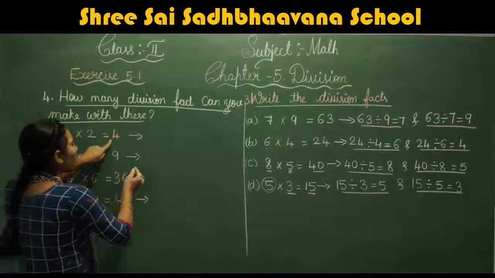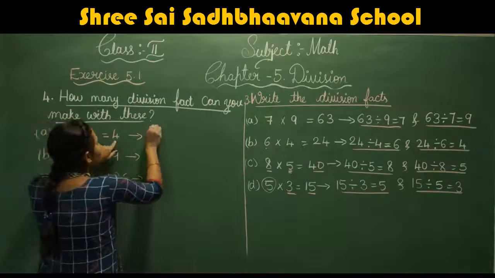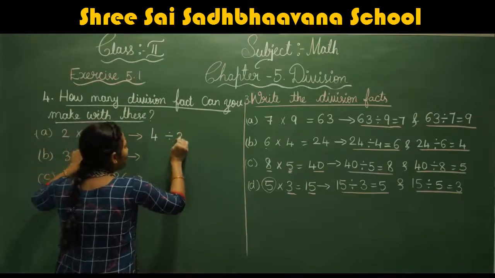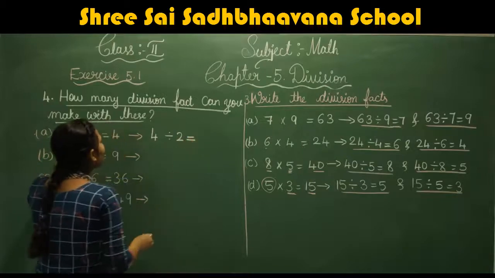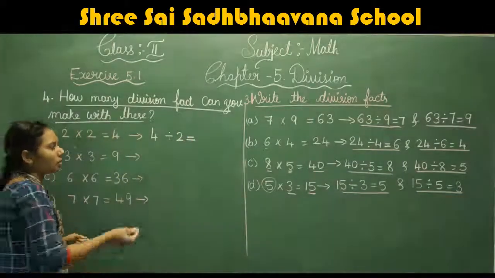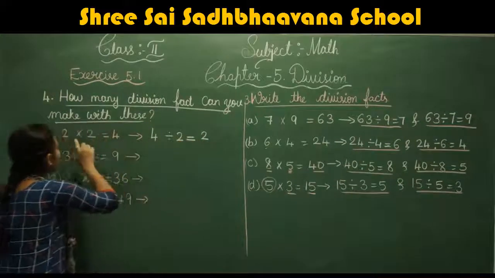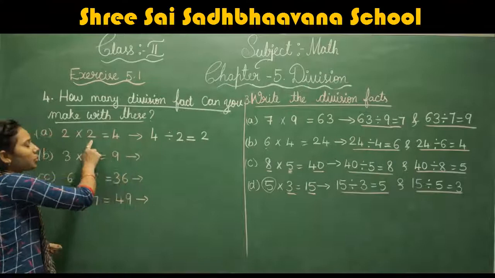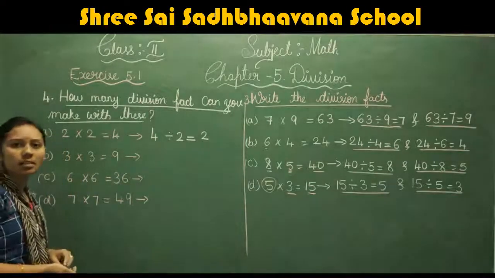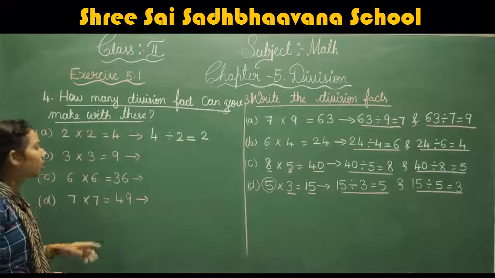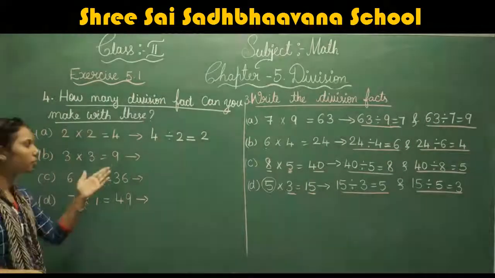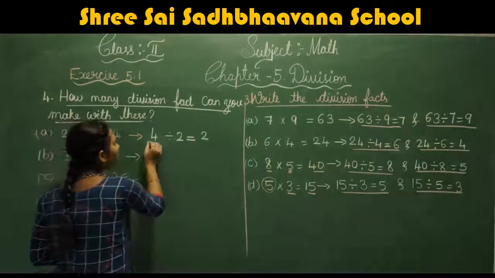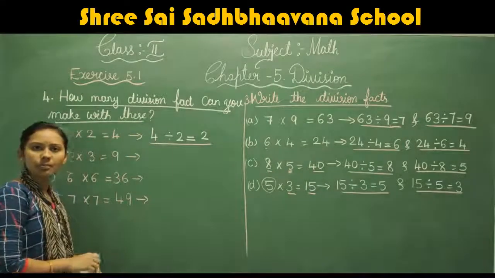Now, when you divide this 4 divided by 2 is equal to, what is the answer? 2 itself. This 2 you will get. Right, children? When you divide this 4 by 2, the answer is 2. One more division fact we can't do because we will get the same result. So here we are getting only one division fact.